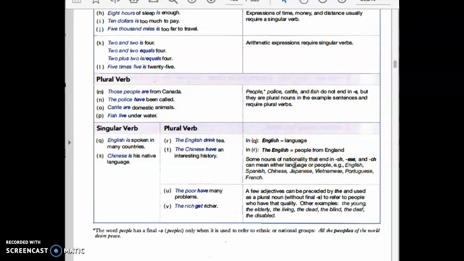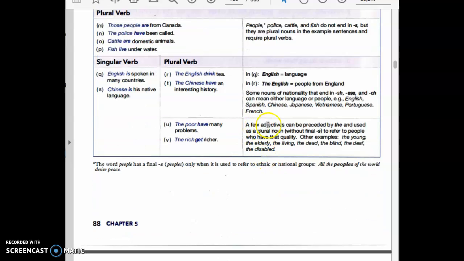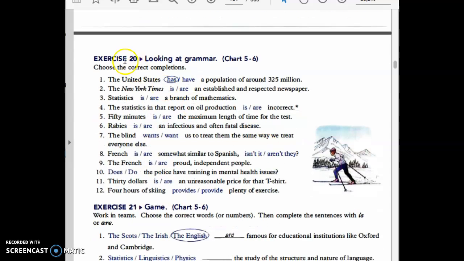Some nouns of nationality that end with SH, ESE, and CH can mean either language or people. English, Spanish, Chinese, Japanese, Vietnamese, Portuguese, French. A few adjectives can be preceded by the and used as plural nouns without a final S, like the poor, the rich. Okay, so here we have other examples: the young, the elderly, the living, the dead, the blind, the deaf, the disabled. Okay.